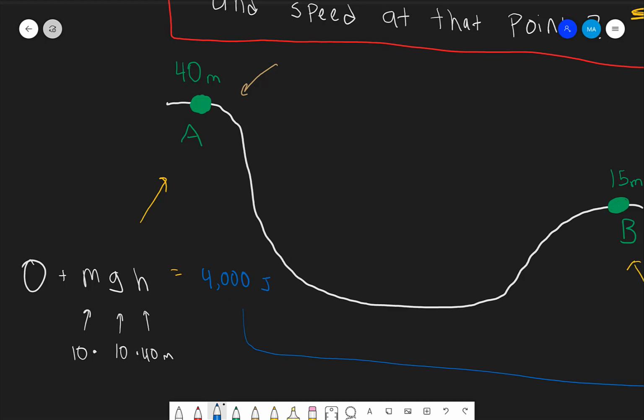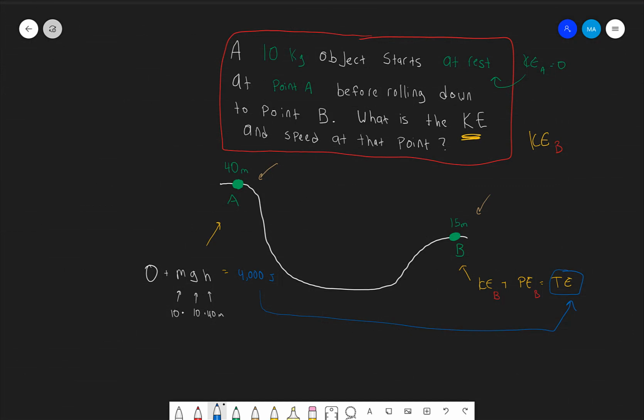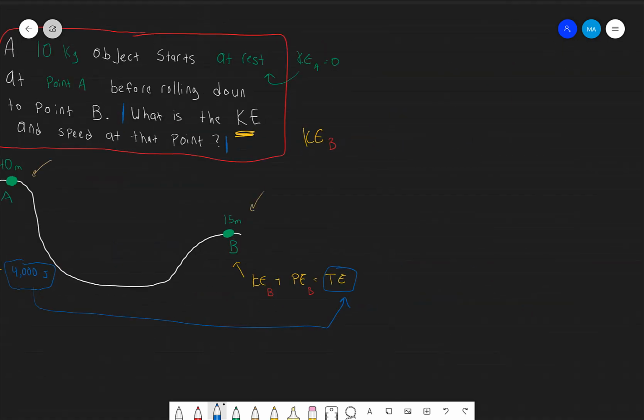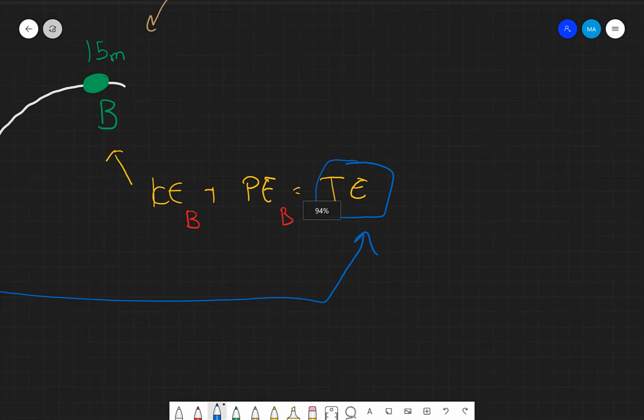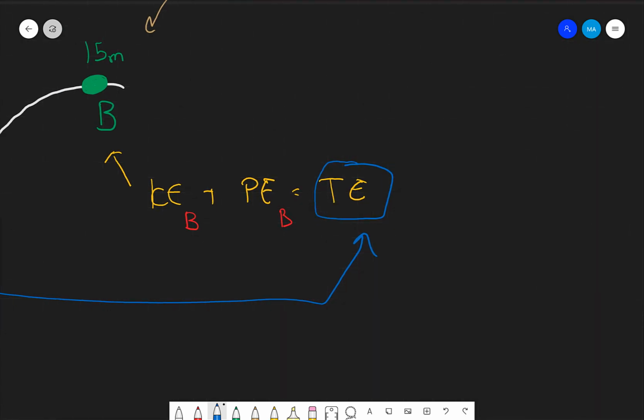Okay, so I figured out the total energy at point A of this roller coaster. The problem doesn't ask me about point A, it asks me about point B. So I have to take this information and carry it over to my point B equation. Now I have the kinetic energy at point B plus the potential energy at point B is the total energy, and the total energy is not at point A or point B, it's the same for the whole roller coaster. So now we'll fill in what I know. The total energy is 4,000.